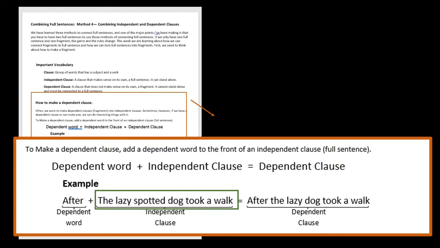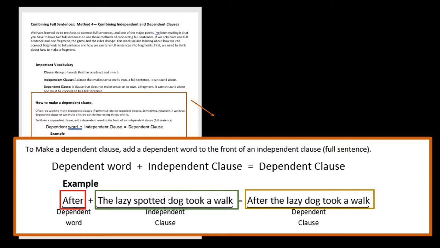After is our dependent word. First of all, you have to make sure you have an independent clause. The lazy spotted dog took a walk. So dog is the subject, took is the verb. So we have a full sentence, and we are going to add the dependent word after onto it. And the dependent word after breaks the independent clause, and we're left with a dependent clause that is after the lazy dog took a walk.